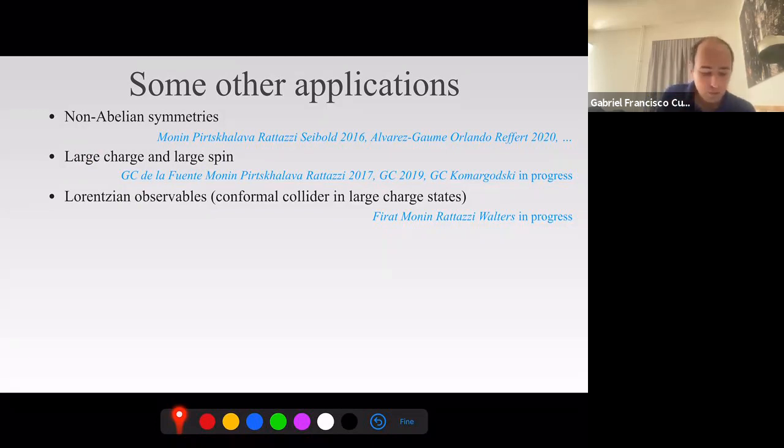An interesting ongoing work, still in the context of the epsilon expansion, but which I think applies more generally in effective field theory, concerns Lorentzian observables: how to do conformal collider physics in large charge states. This is ongoing work by EPFL student Firas Hashemi, Claudio Tazzi, and Matthew Walters. I should refer you to them if you have questions.